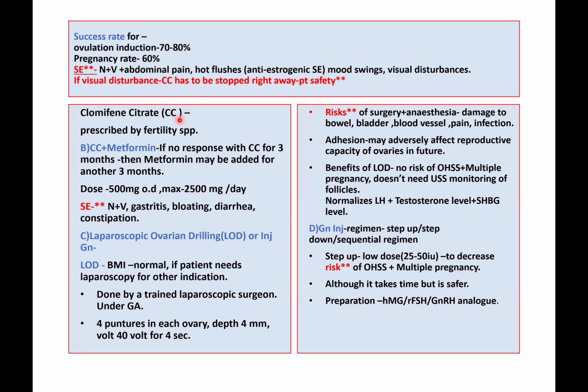Who will prescribe clomiphene citrate? Fertility specialist. And when are we going to add metformin? If there is no response with clomiphene for 3 months, then metformin may be added for another 3 months, and the dose is 500 milligram once daily, maximum 2500 milligram a day. Side effects: we know it causes severe gastritis, so it can cause nausea, vomiting, gastritis, bloating, diarrhea, constipation. Then we can offer the patient either laparoscopic drilling or injection gonadotrophin.